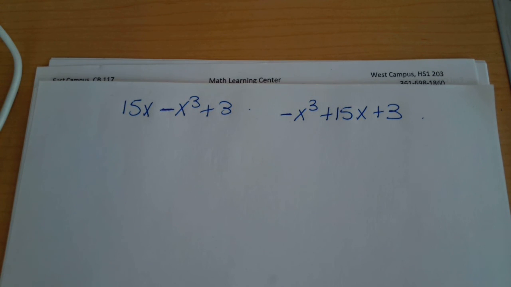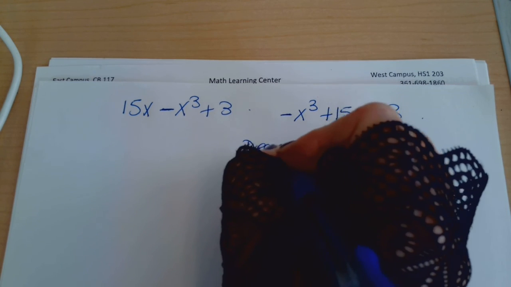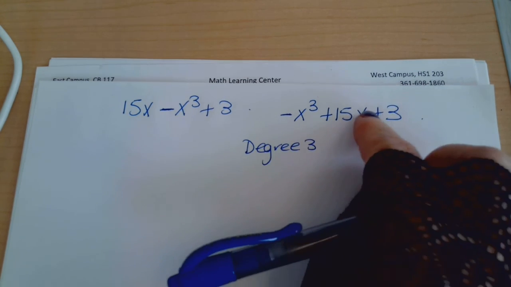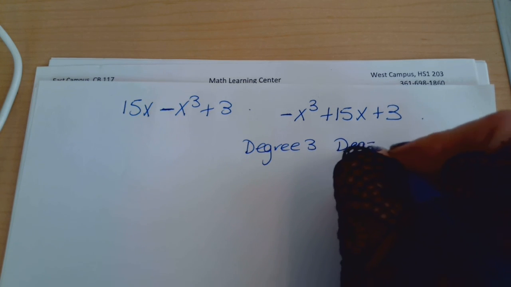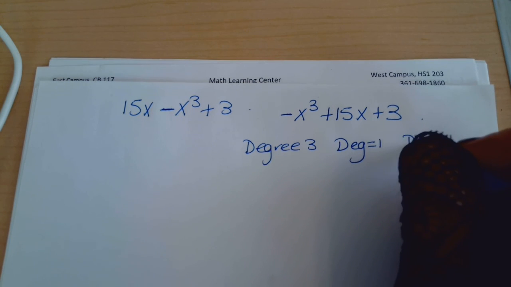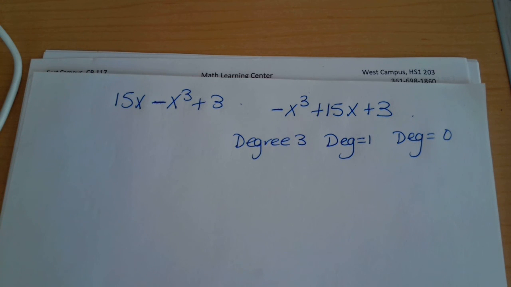So it wants to know the degree. The degree of this term is 3. The degree here is 1. So I'm going to write short is 1. And here the degree would be 0. Okay? So this gives you good practice.